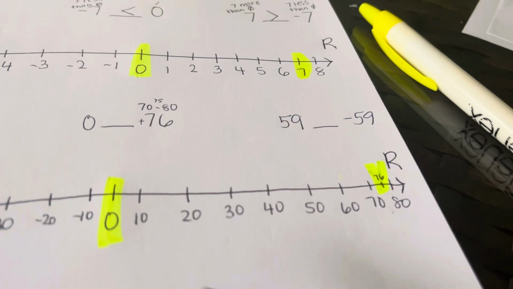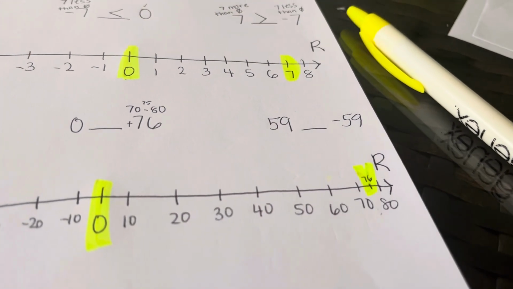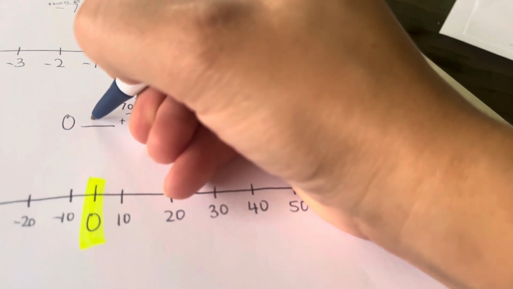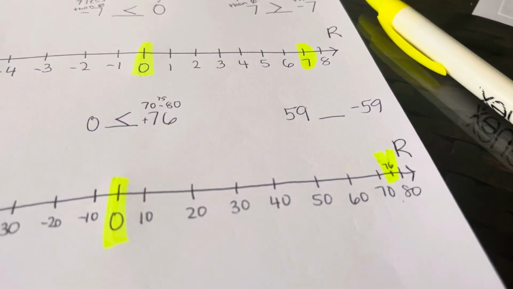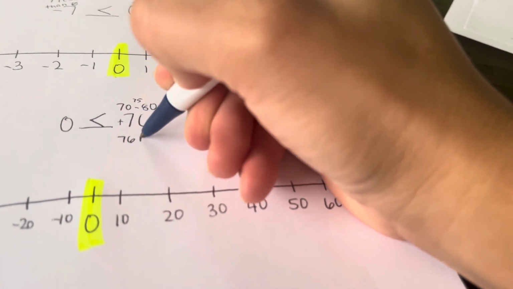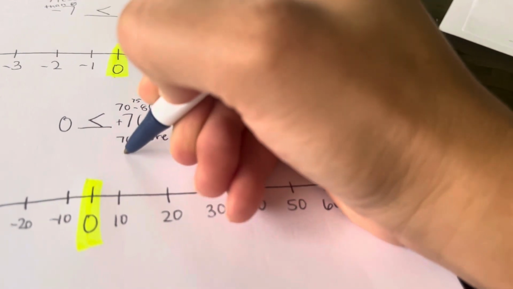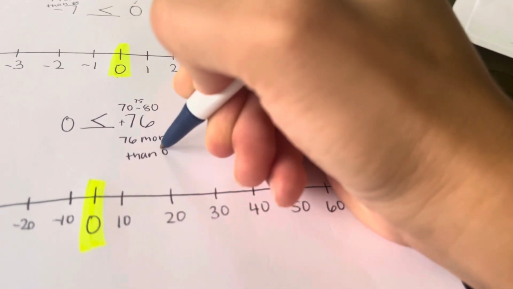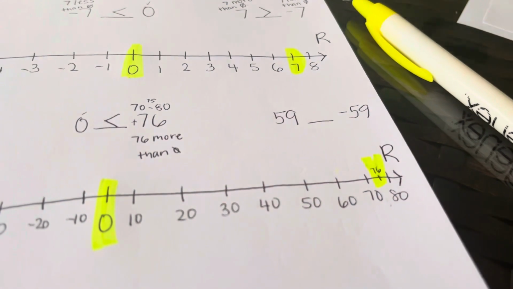If I'm comparing these two numbers, 76 would be greater. 1, because it's farther to the right. And 2, this actually means 76 more than 0, where that's just 0.